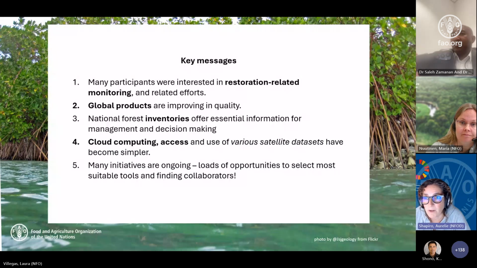There's the Global Mangrove Alliance, there's Global Mangrove Watch. There are so many initiatives, and the FAO initiatives as well, to really help connect people, tools, and collaborators. And as such, we do have some more resources for you in the next slide.